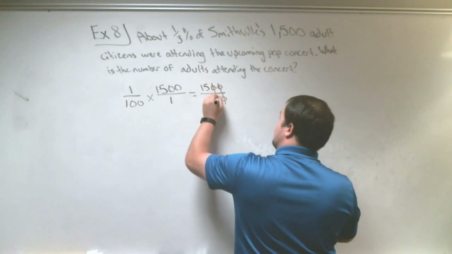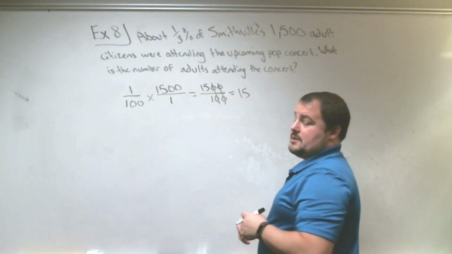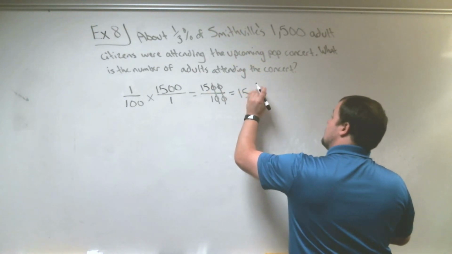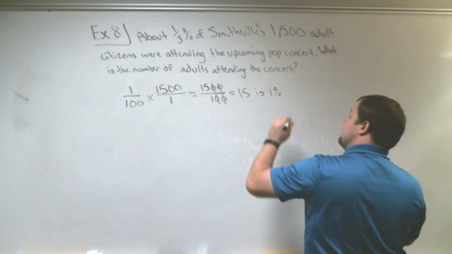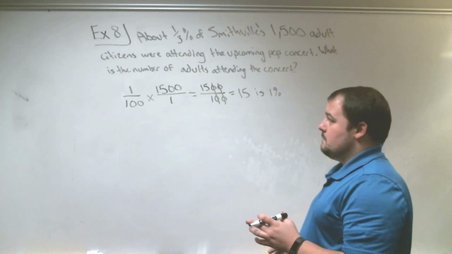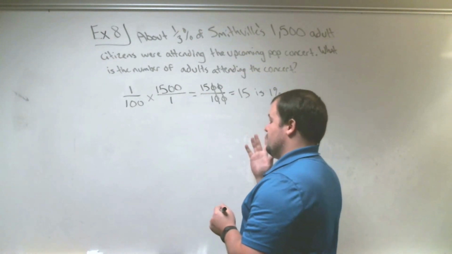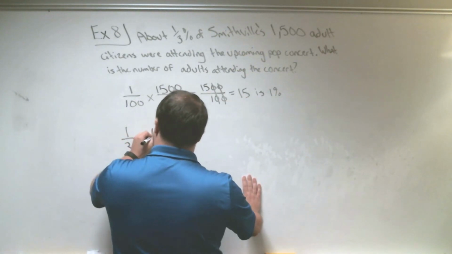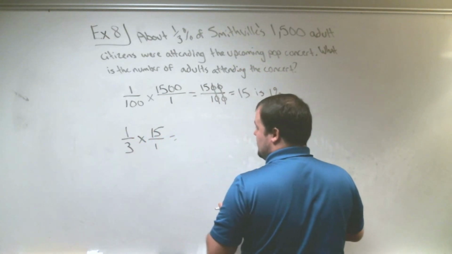Zeros on top and bottom cancel out. So we know that 1% of those adults would be 15 of those adults. So 15 is 1%. So we know that 15 represents 1% of the adult population. Now we have to take 1/3 of 15. So we're going to take 1/3 of 15 to figure out how many adults went to this concert.